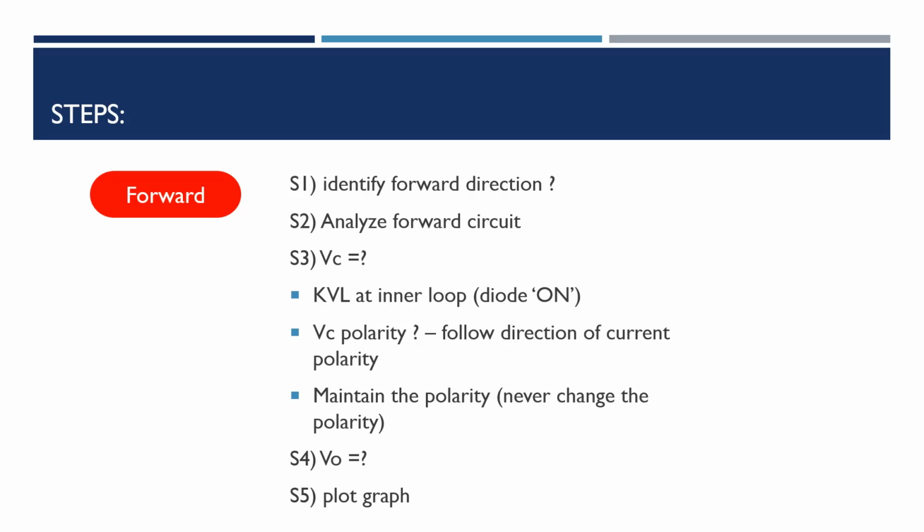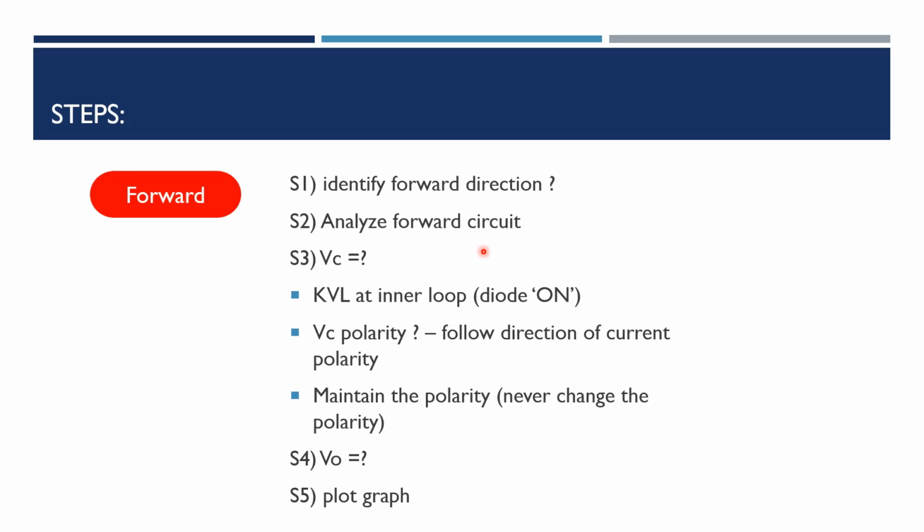In order to analyze the clamper, there are two major steps, which is we need to analyze the forward and reverse conditions. So the first step is the forward. During the forward condition analysis, here I list the steps we need to do. The first thing is to identify the forward direction, where the forward direction is either at the positive cycle or at the negative cycle.